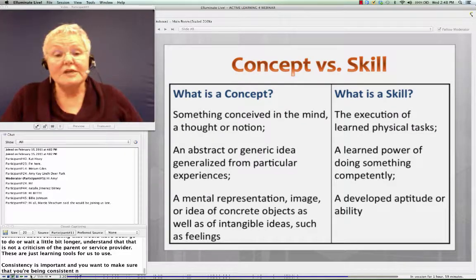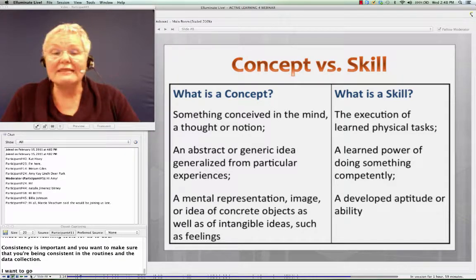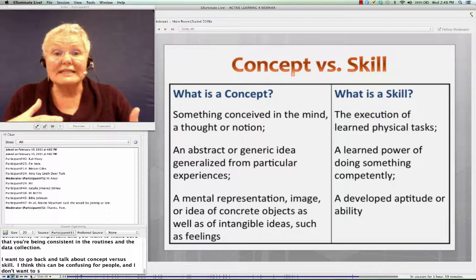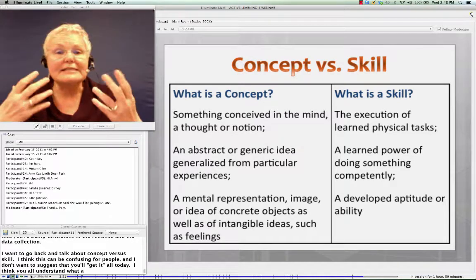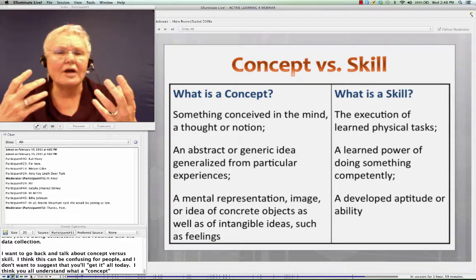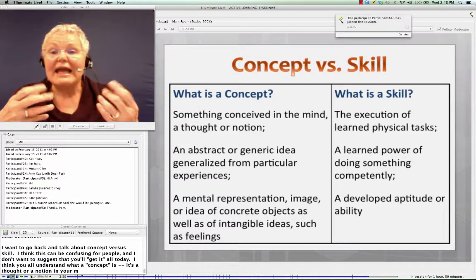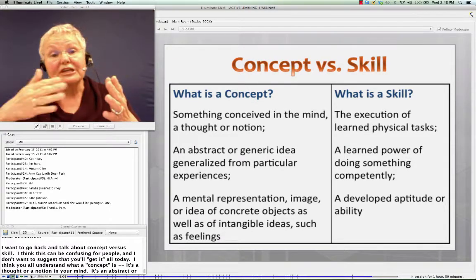So I just want to go back and do a couple things about concept versus skill. I think sometimes this gets confusing to people, and I'm not going to even suggest that you're going to get it all today. But I think all of us have an idea of what a concept is, but I want to talk about it being something that's conceived in your mind. It's a thought or a notion. It's an abstract or a general idea that you've generalized from particular experiences.